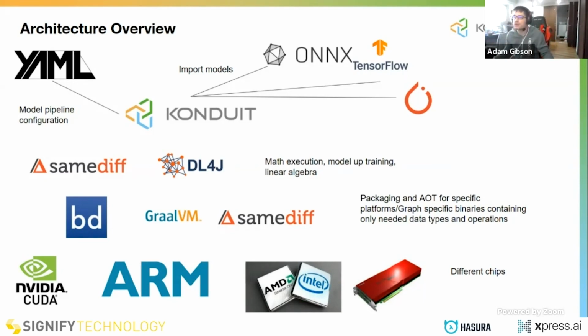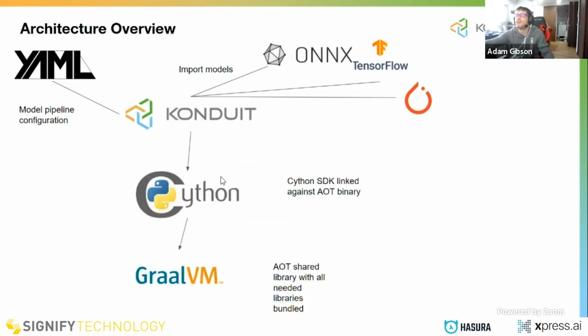And you can run on different chips, like your standard ARM, your NVIDIA GPU, your Intel CPUs, and of course the Aurora chip. And then how do you use it? Well, same thing. You have your configuration YAML, we have a Python SDK, and then your model file.